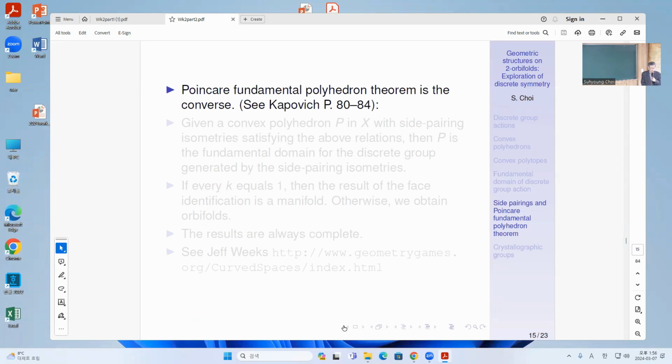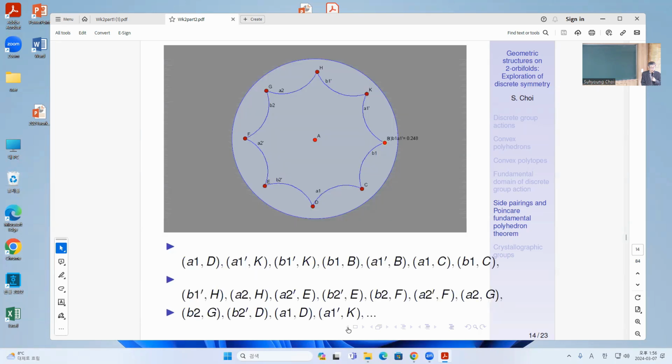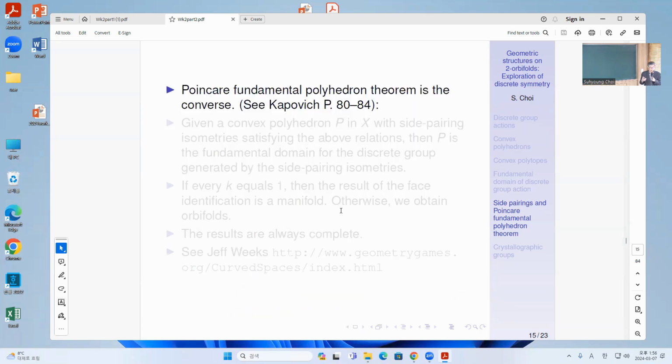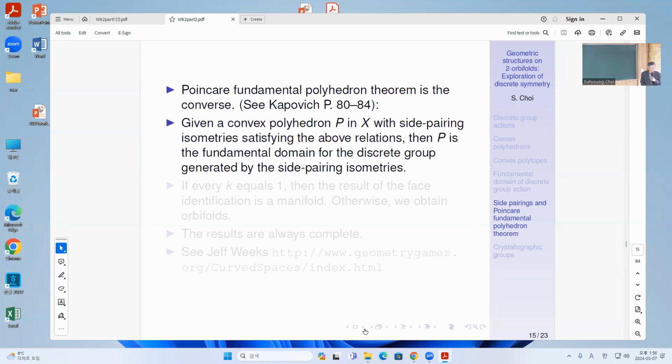Okay, so the Poincare fundamental theorem is the converse. What I was showing was that if you have a tessellation like this, a Dirichlet domain, then you get this relation. But the Poincare fundamental polyhedron theorem says that if you have a polyhedron with these sorts of side pairings and the relations, then this will also give you a group. Okay, so that's a discrete group action. So if a polyhedron P with a side pairing satisfies the above relation, then P is a fundamental domain of the discrete group generated by the side pairings.